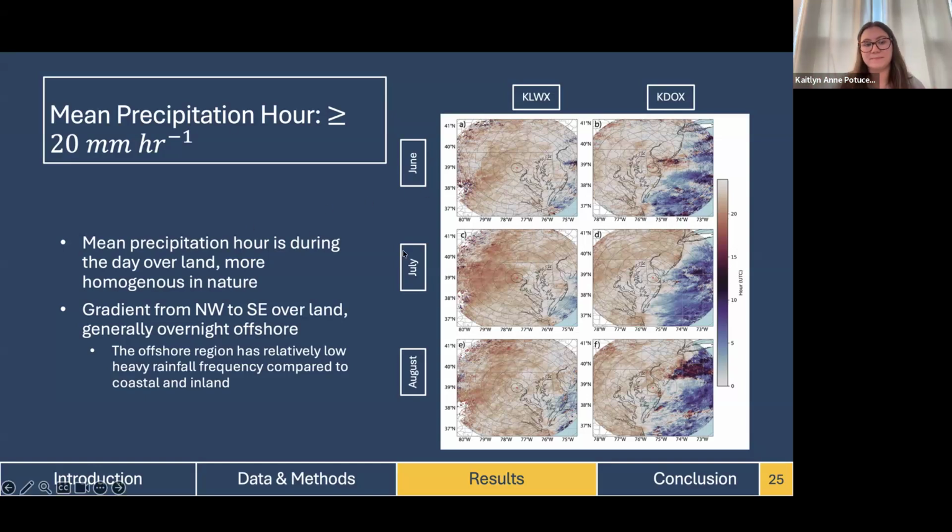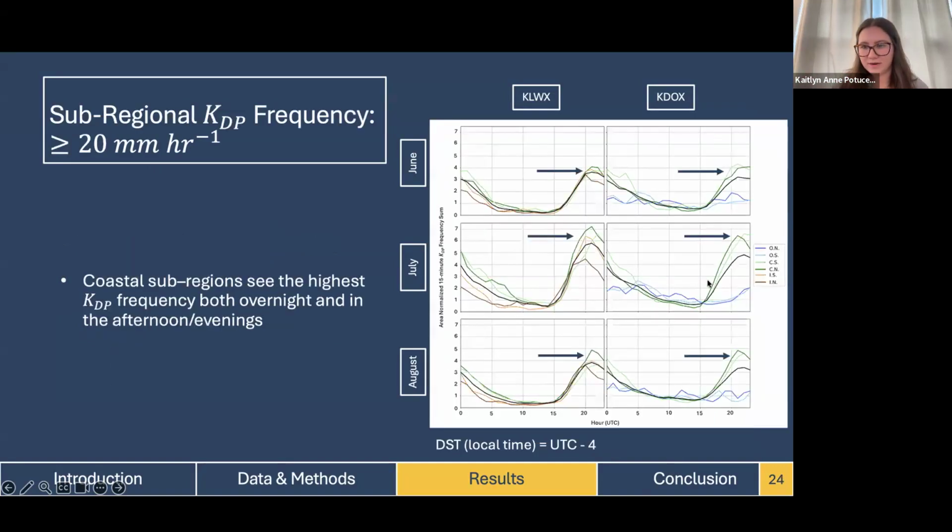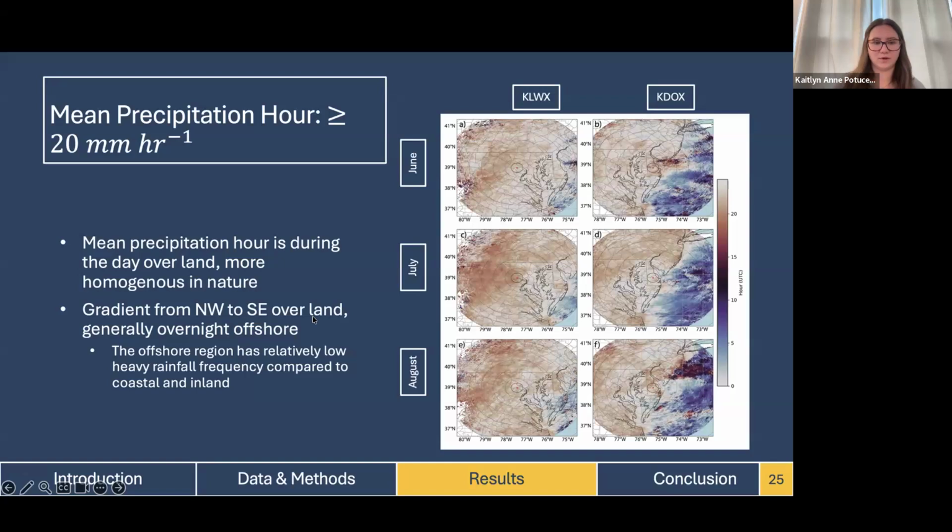We find that the mean precipitation hour during the day is over land here, where we see these brighter, more orangey colors. The white color is 0 UTC, or roughly sunset in the summer, and the blue is overnight. So we can see that it's generally during the day over land and overnight offshore. But I do want to remind you that offshore we don't really see much of a diurnal cycle, so you kind of have to take that with a grain of salt.